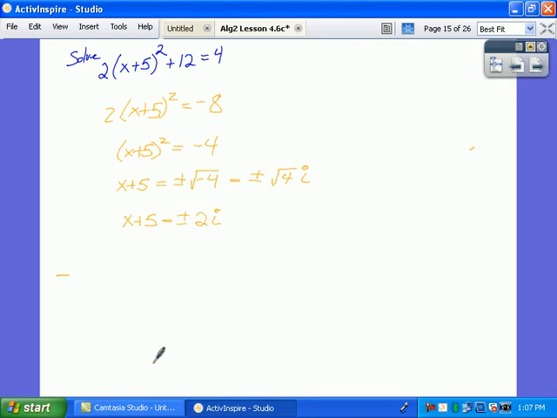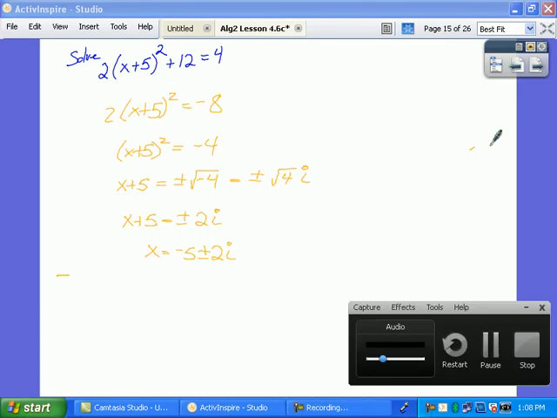And the last step is to get the x by itself. So we subtract out the 5, and we get negative 5 plus or minus 2i. Notice again, this is a quadratic equation. This has two solutions. We obtained this using a square root method. So if you tried to factor here, factoring isn't going to work. Okay? And so let's take a look at the next problems.